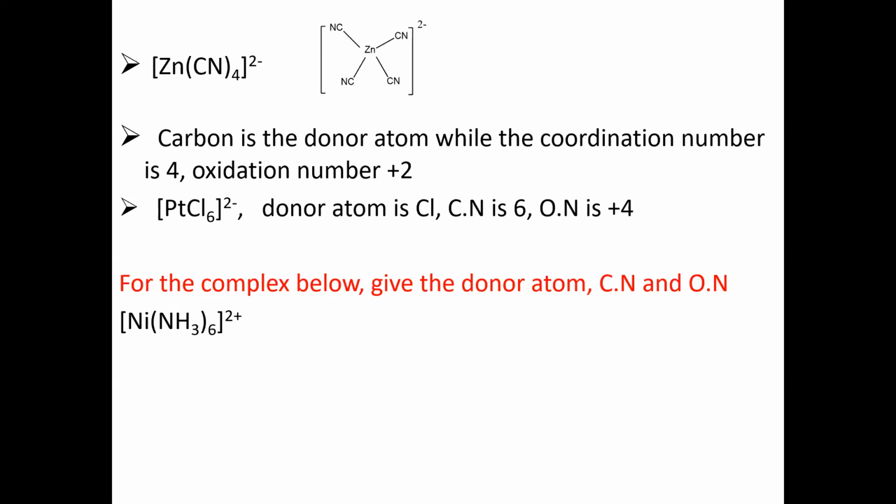What is the donor atom? The donor atom is the nitrogen, ma'am. Good. Nitrogen. What is the coordination number? 6. What is the oxidation number? +2, ma'am. +2. So good. So that shows that you understood what we're talking about.